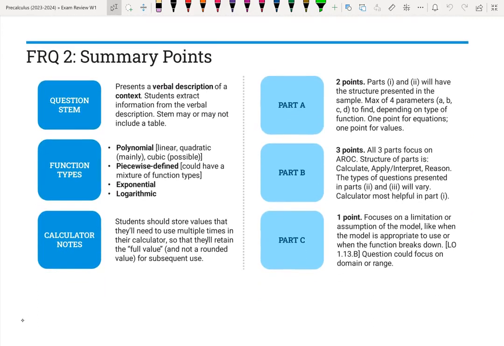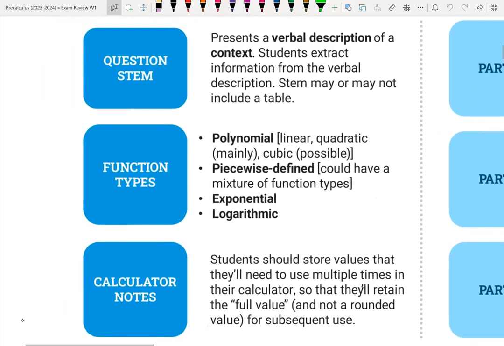Now, FRQ number 2 will always be broken up in this way. The question stem will present a verbal description of a context. You will have to extract information from the verbal description, and the stem may or may not include a table. Looking at these ones over here.